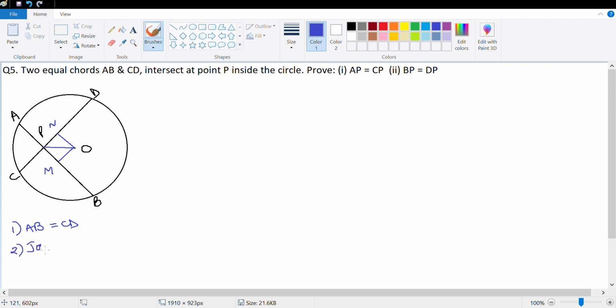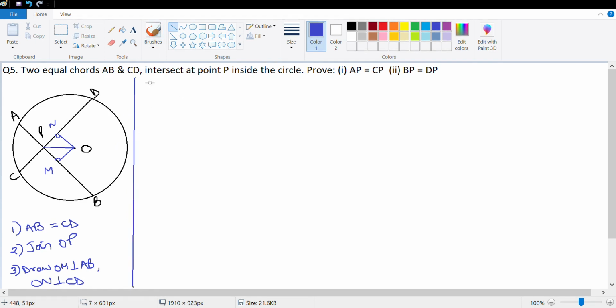Number 2, join OP. Number 3, draw OM perpendicular to AB and ON perpendicular to CD. Let me just mark 90 degree. So I have drawn these two perpendiculars. So what this gives me is, since this is a perpendicular from the center, it will bisect the chord. So since OM and ON are perpendicular to the chords, therefore OM and ON bisect the chords.